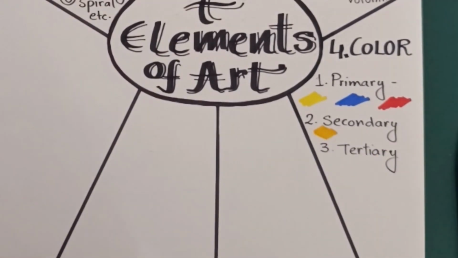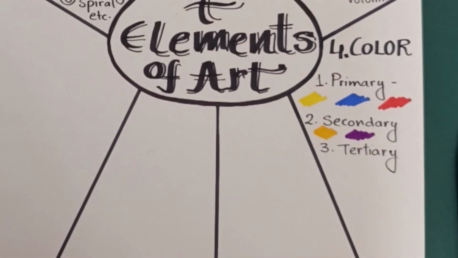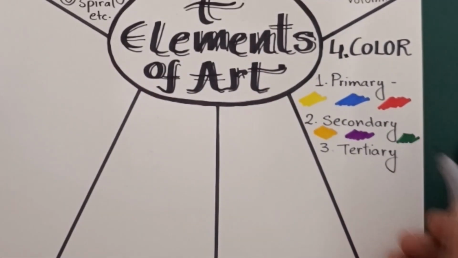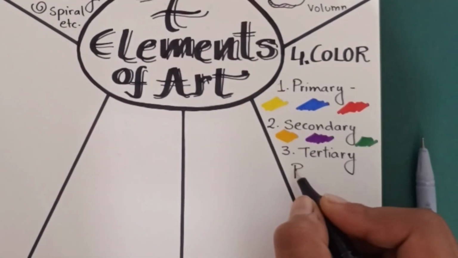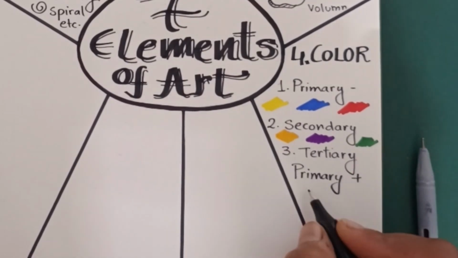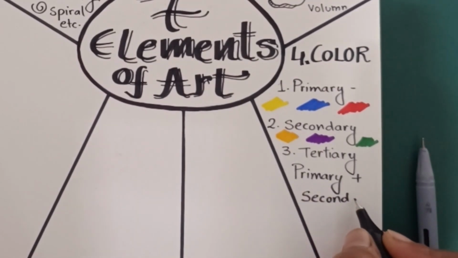And here you can see the primary colors are yellow, blue and red. By mixing two primary colors in a 50-50 ratio, you will get the three secondary colors, which are orange, violet and green. And tertiary colors, if you don't know, are made by mixing one primary color with one secondary color.